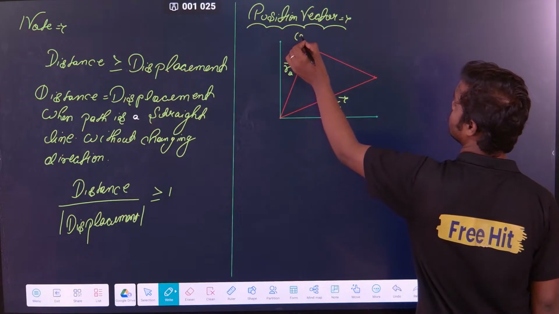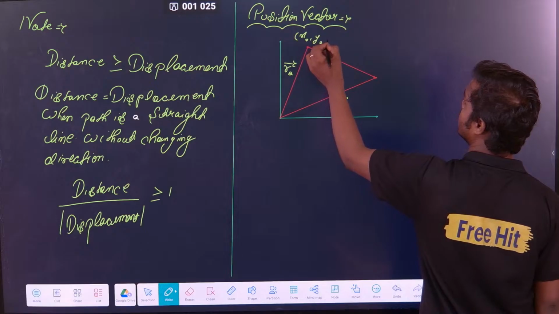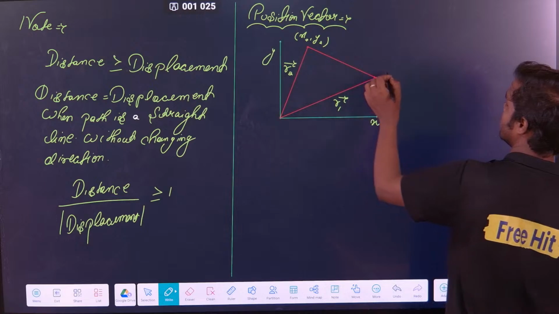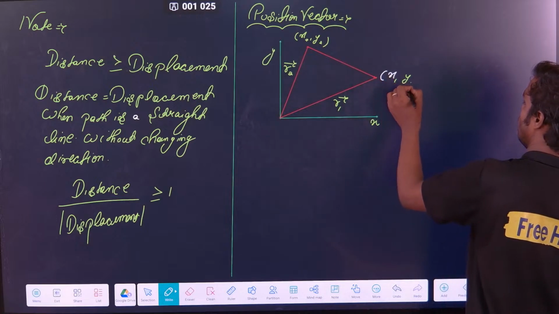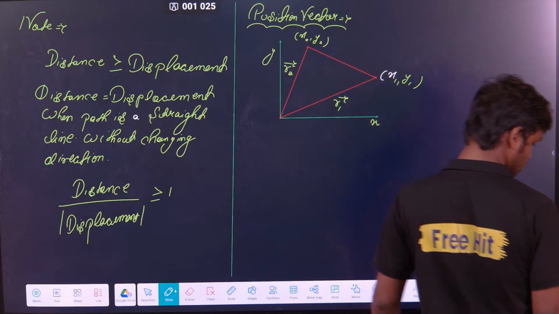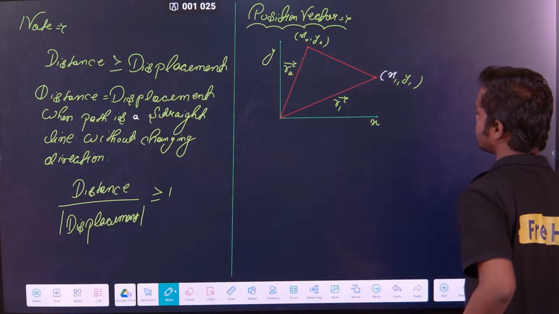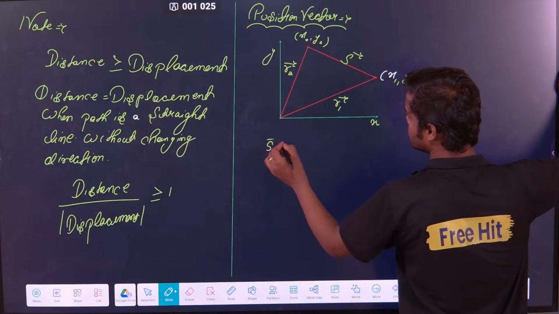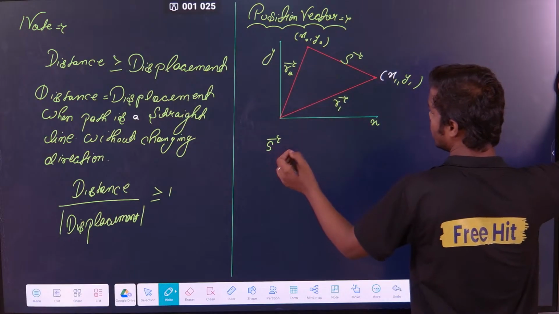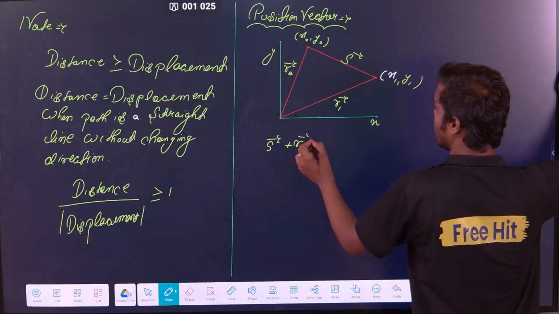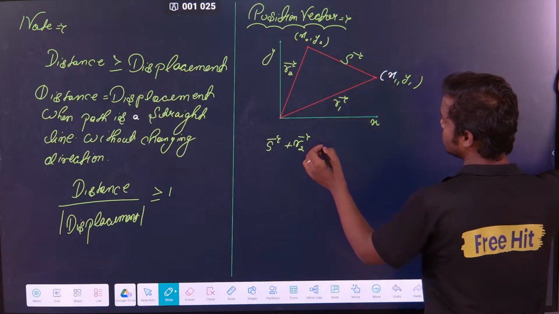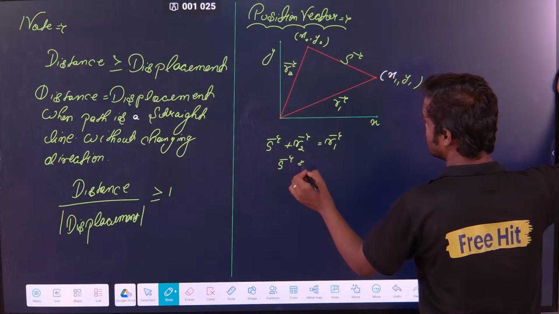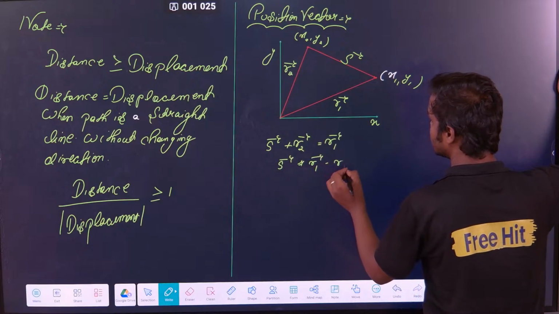Suppose this point is x2 comma y2. I am taking it in 2D; you can take it in 3D also, no issue, only one extra term. Then what is that s vector? See this s vector. If I apply the triangle law of addition, r2 plus s vector is equal to r1 vector. So my s vector will be equal to r1 vector minus r2 vector.